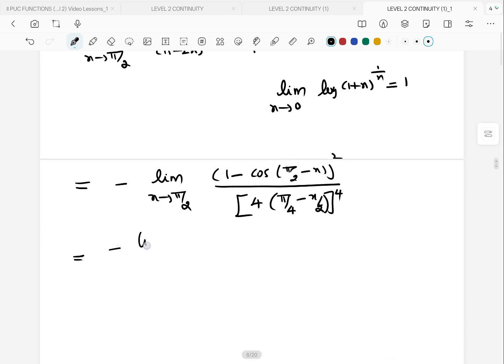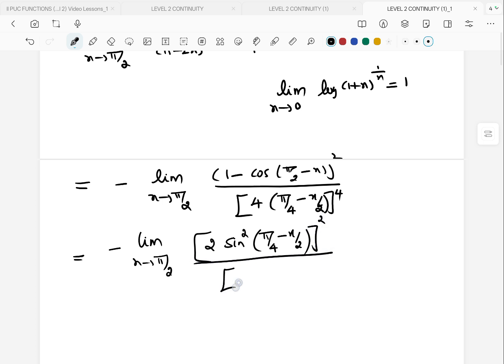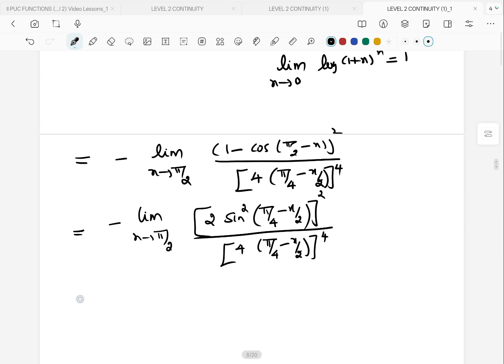So keeping the minus sign, limit x tends to pi by 2. As you all know, 1 minus cos x is 2 sin squared x by 2. So 2 sin squared of (pi by 4 minus x by 2), everything raised to the power 2, by 4 into (pi by 4 minus x by 2) whole power 4. Now you understand why this is being done. Now your theta becomes pi by 4 minus x by 2 here. So this is minus of, first you simplify the numbers, 2 squared is 4. 4 power 4 is 256.